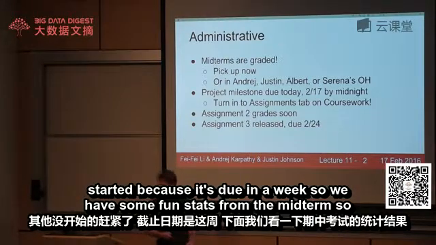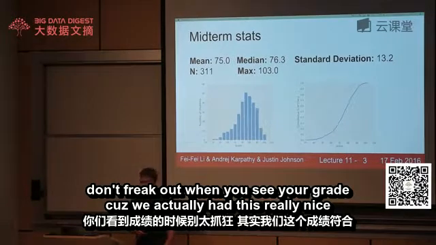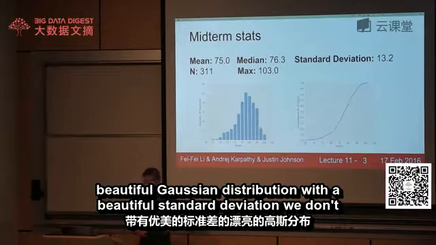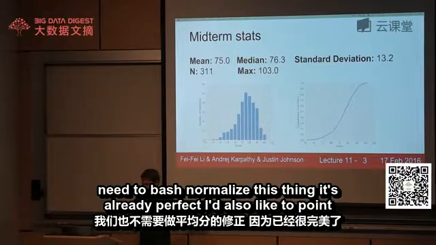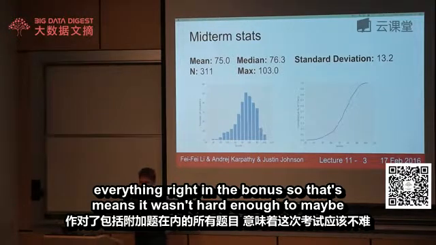So we have some fun stats from the midterm. Don't freak out when you see your grade, because we actually had this really nice, beautiful Gaussian distribution with a beautiful standard deviation. We don't need to batch normalize this thing. It's already perfect. I'd also like to point out that someone got a max score of 103, which means they got everything right and the bonus. So that means it wasn't hard enough, maybe.